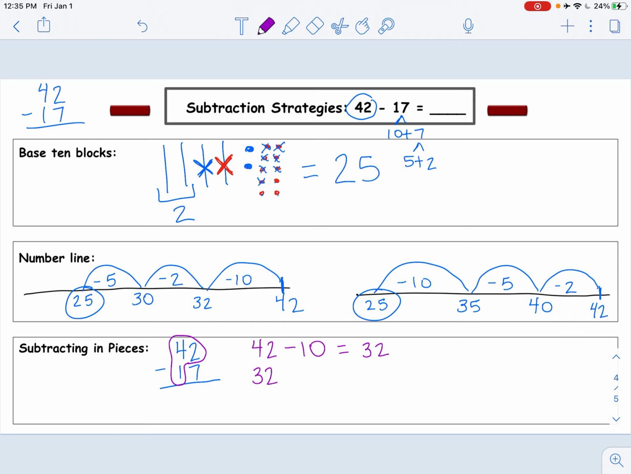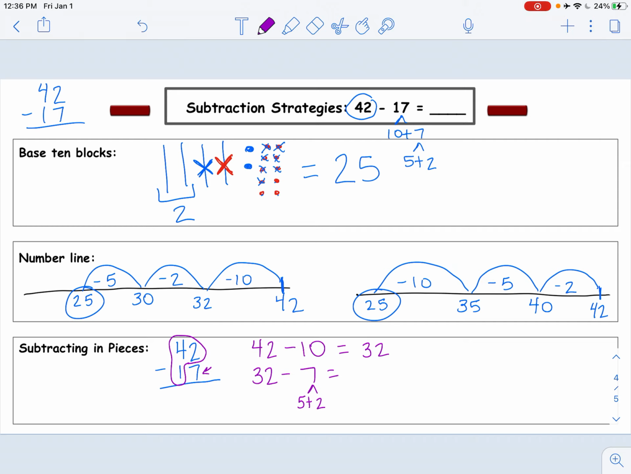Then below it, I'm going to take that answer, 32, minus this guy, the 7. Now, again, this might be a place where a student gets stuck. 32 minus 7 is not necessarily easy for them. If they can solve that, awesome. If not, this would be a place where I'm going to break down that 7. So I'm going to think of the 7 again as 5 plus 2, right?